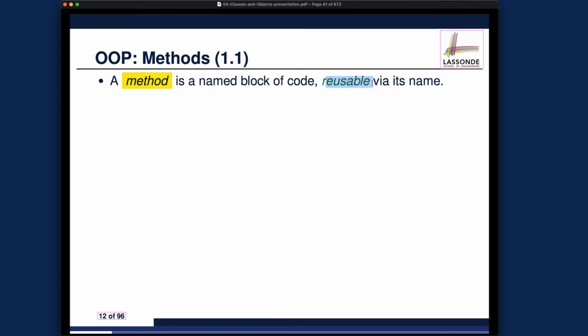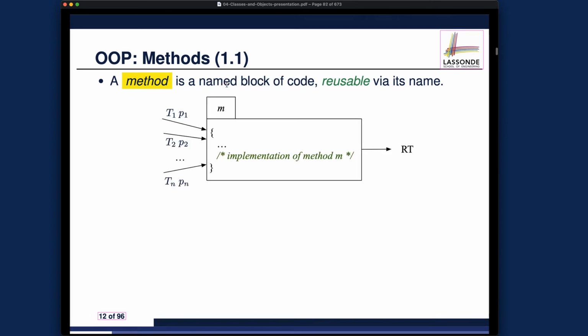You can call a method just by its name, rather than repeating every line of code in the method. So it's a really important definition. Again, it's a block of code that's reusable by its name. Okay, and this will be the conceptual model you want to have in your mind.